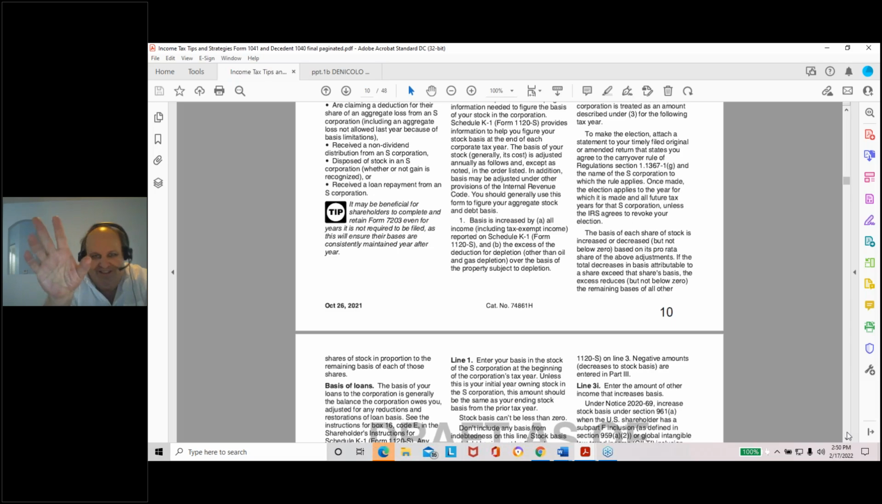And then the government gets real interesting. They say in the tip box that it might be beneficial to complete this form every year to keep track of your basis in your stock and your basis in your loans, even though it's only required in the events above.